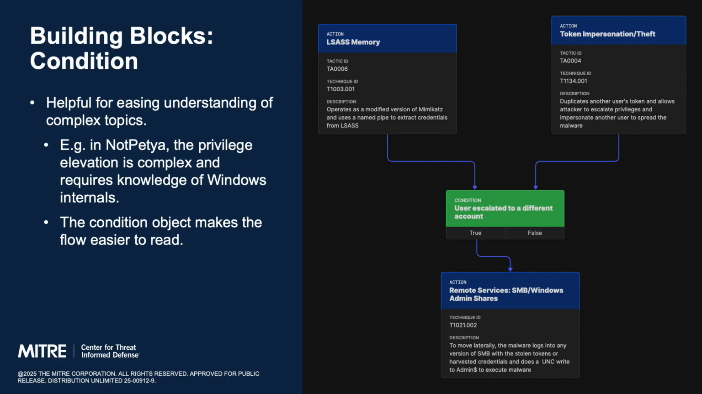The condition block can also be used as a way to annotate complex technical topics in a flow. Going back to the NotPetya example, the malware has two different approaches that it can use for privilege escalation. One is LSASS memory dumping and the other is token impersonation. Now, to a reader who doesn't understand these fairly sophisticated Windows concepts, it may not be obvious what is happening in the two top blocks. We add the condition in the middle here so that we have an opportunity to provide a human readable explanation that just says the user escalated to a different account. You'll notice here that we only use the true output and not the false output because in this case, the condition is just used to explain the situation.